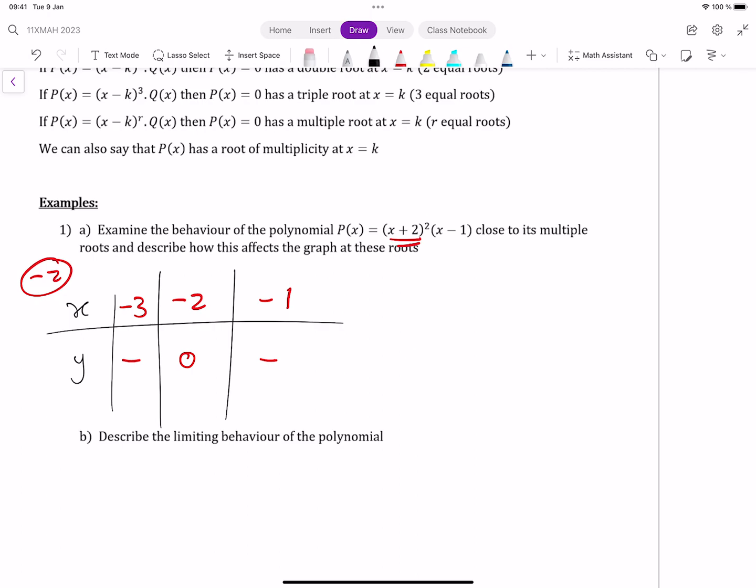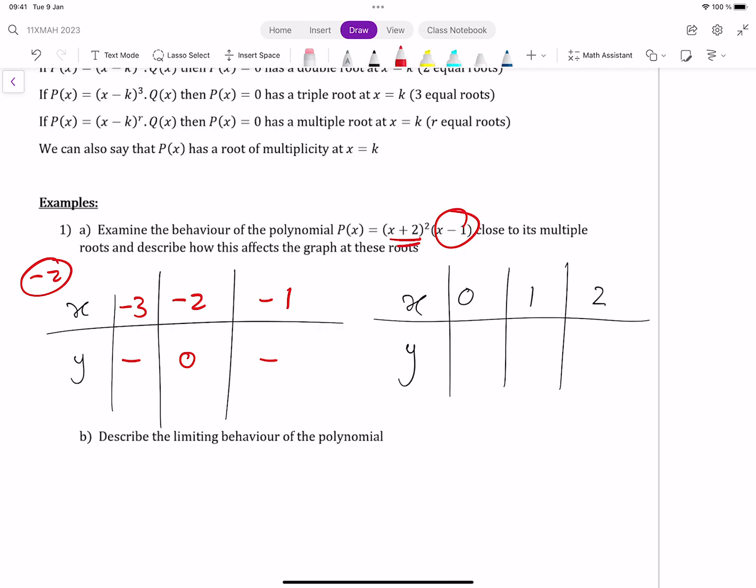If we now consider the second root of 1, we draw a nice table of values. This is x, this is y. We put 1 here, I might put 0 here and 2 here. If you substitute in 0, you get a negative number. If you substitute in 1, you get 0. And if you substitute in 2, you get a nice positive number. So that's exactly what we expected. We expected a negative number, and then 0, and then it to become positive.